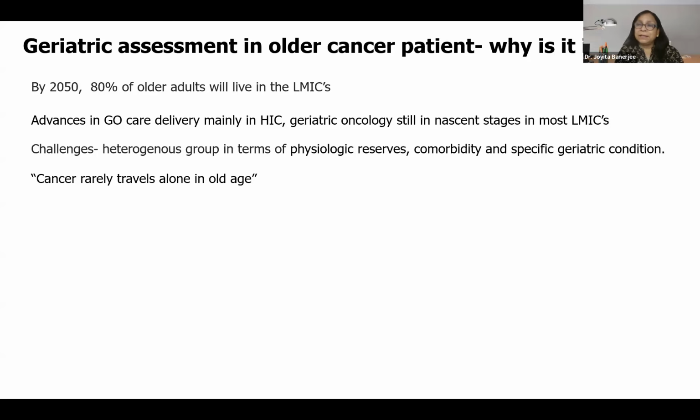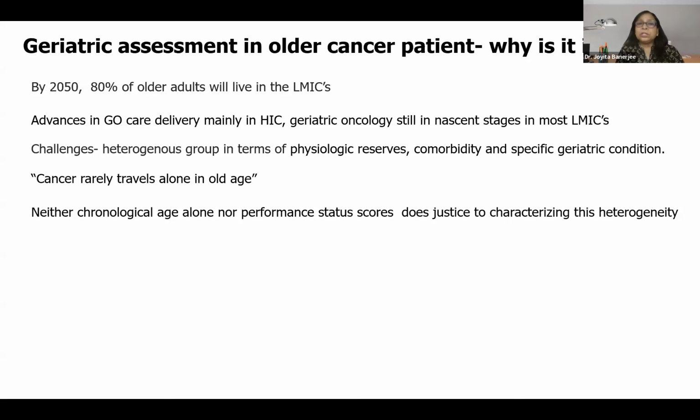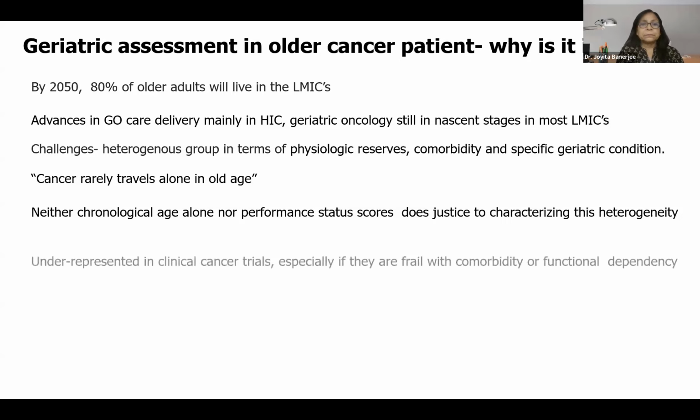Compared to a younger adult who can come with a diagnosis of cancer without any other accompaniment, we cannot expect that from an older adult. The older adult will come with a diagnosis of cancer and many more things that we need to take cognizance of, and the assessment is therefore very important, not only for the cancer but for all the other age-related issues that the person might be having. So neither chronological age alone nor performance status scores does justice in characterizing this heterogeneity in this group.